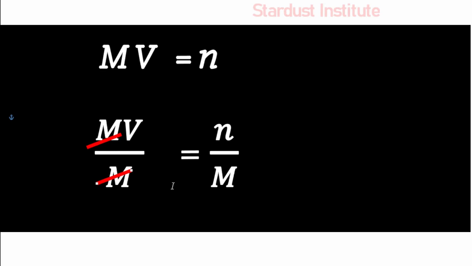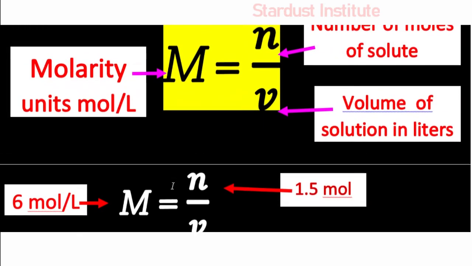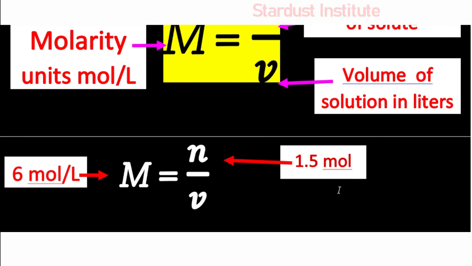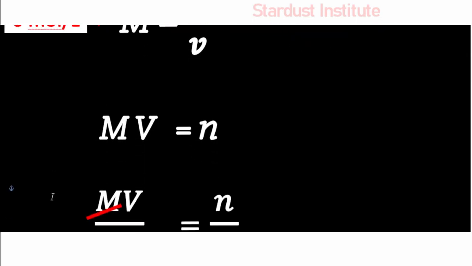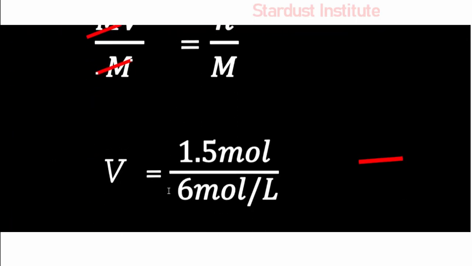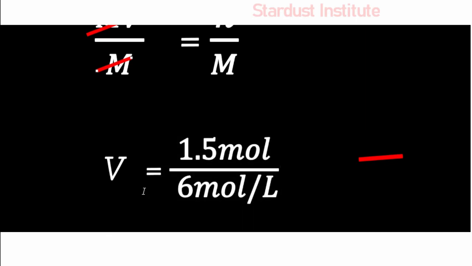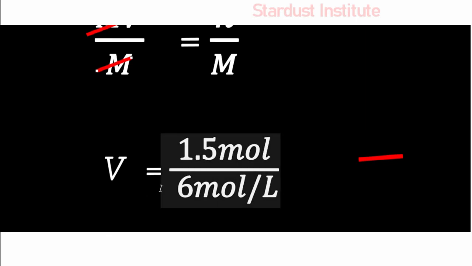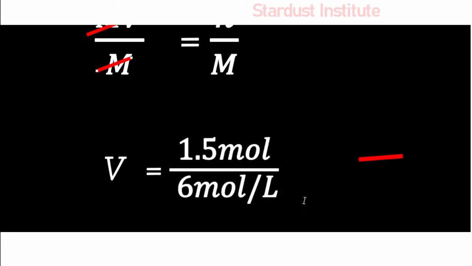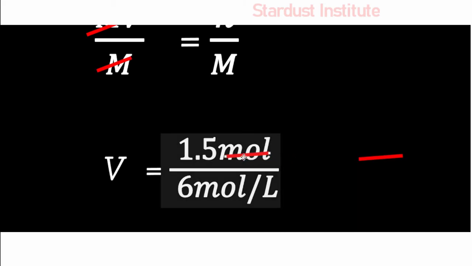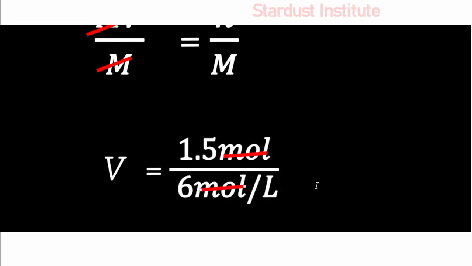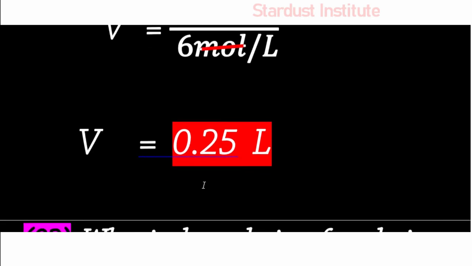Now we can substitute values to the formula, N 1.5 and M 6. Volume V equals 1.5 moles divided by 6 mole per liter. Units of molarity are mole per liter. We can cancel out mole. Our answer is volume 0.25 liters.